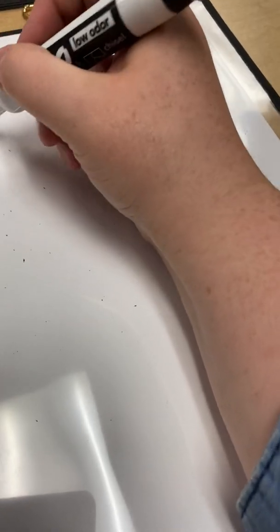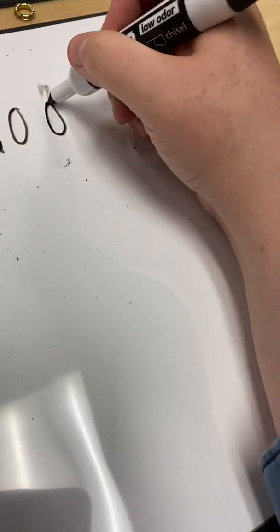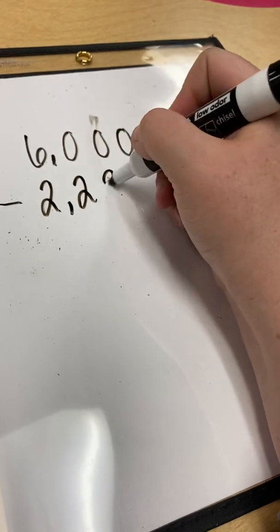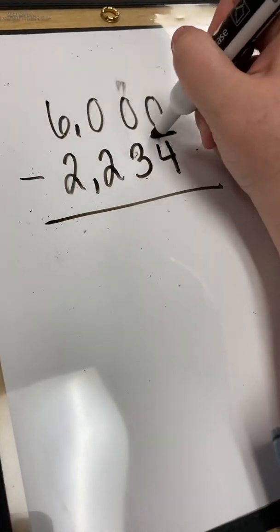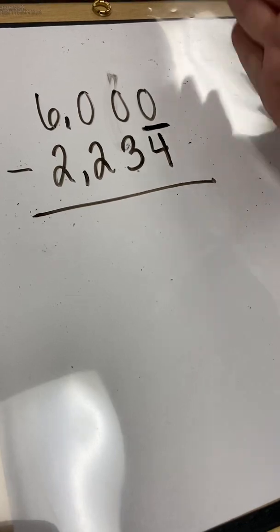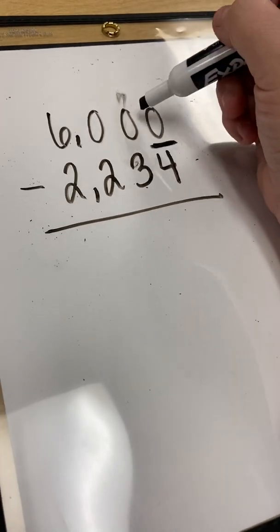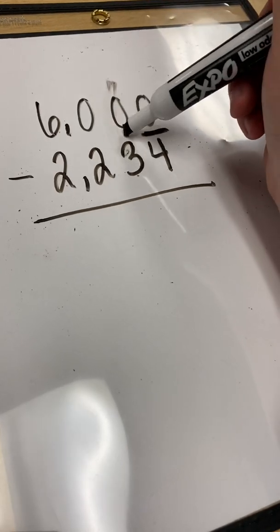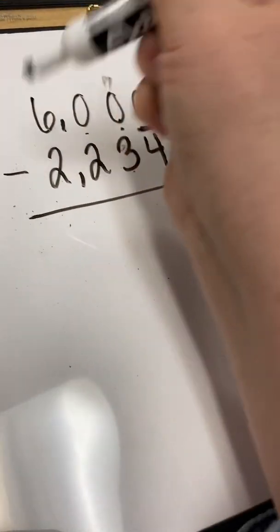If I have 6,000 minus 2,234. Okay, so I'm looking at this place value right here because we always subtract from the right to the left. It's still early. Miss Johnson's trying to wake up. So if I look at my neighbor, I say, oh, they have nothing for me to borrow from. And if this neighbor looks to this neighbor, they'll realize there's nothing to borrow from. So we're going to subtract all the way across our zeros.